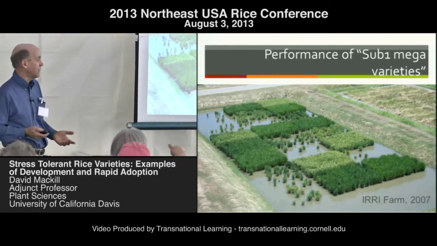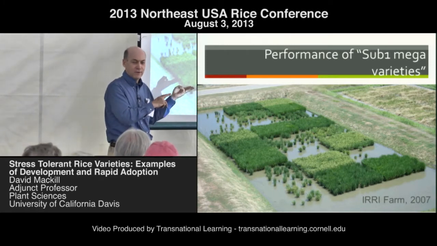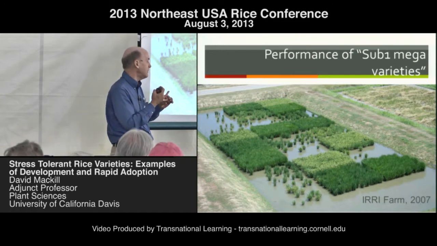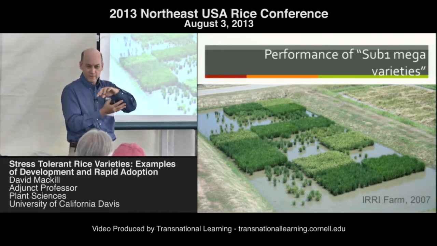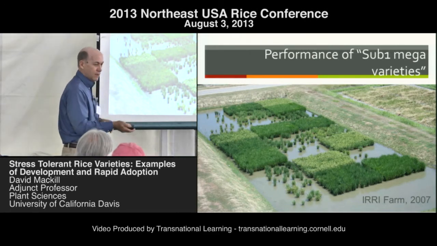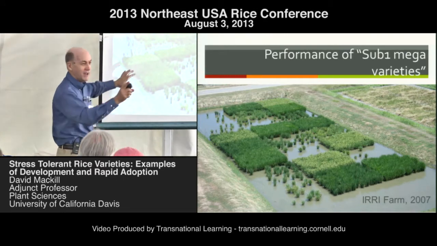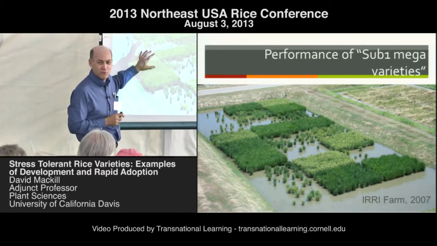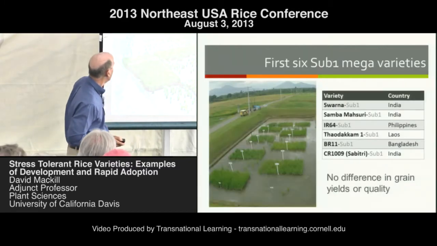Yes? Which varieties are in there? There's 3 pairs of varieties here. So there's IR64, Swarna, and Sama Mashuri with and without the sub-1 gene. 3 pairs and 3 reps. Yes, 3 pairs and 3 reps. Sorry, I didn't mention that. There's 3 replications. So the replications go, I think, this way.